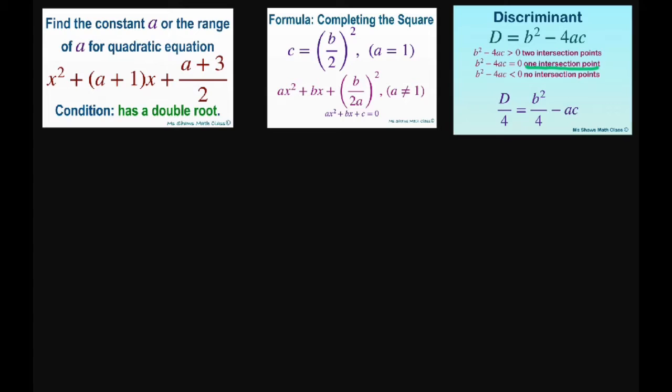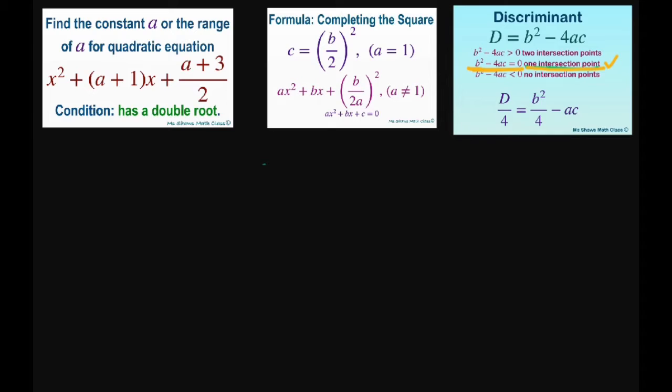A double root would be something like if you had (x minus 3) squared. So double root would be (x minus 3) times (x minus 3), and you still just have one solution, where that is x equals 3. Now what we're going to use is the fact that if we have a double root, that means there's only one intersection point. That means if we looked at the discriminant, we set it equal to 0 to get one intersection point.